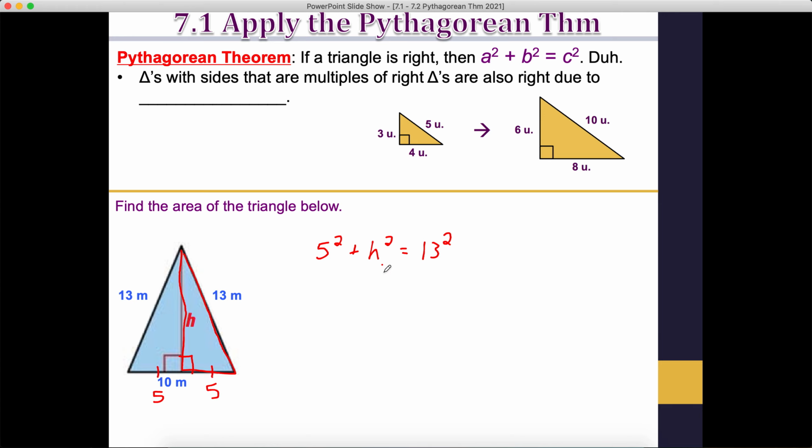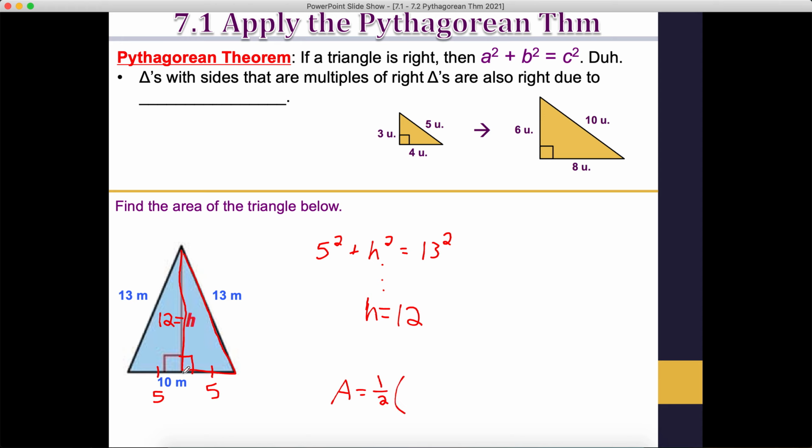Writing with a mouse is hard, so I'll just skip to the answer here. This is 25. This is 169. So if you subtract 25 from that and then take the square root, you get that h is 12. The old 5, 12, 13 that I was talking about. So great, with the knowledge that this is 12, I now have the height of this thing. So as far as the area goes, 1/2.